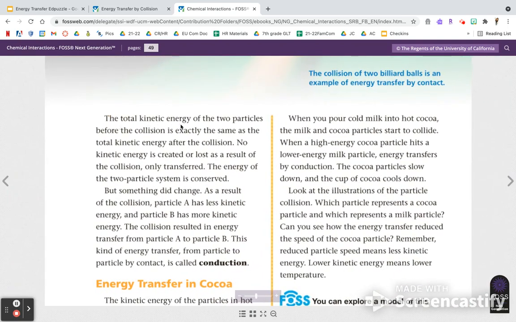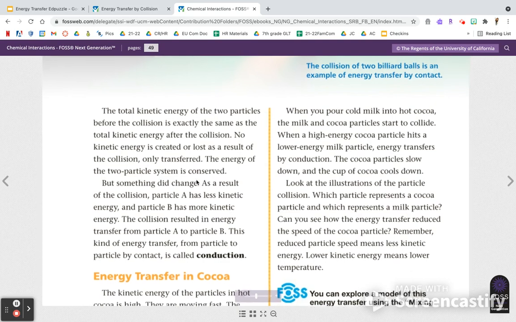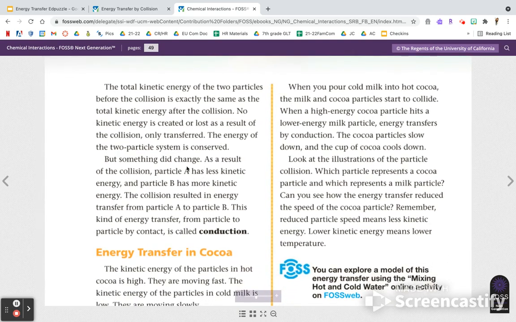The total kinetic energy of the two particles before the collision is exactly the same as the total kinetic energy after the collision. No kinetic energy is created or lost as a result of the collision, only transferred. The energy of the two particle system is conserved. But something did change. As a result of the collision, particle A has less kinetic energy and particle B has more kinetic energy. The collision resulted in energy transfer from particle A to particle B. This kind of energy transfer from particle to particle by contact is called conduction.